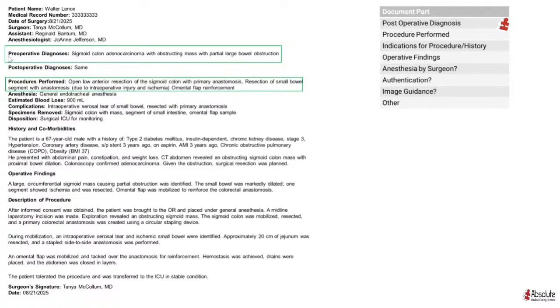All right, so I'm going to code all of the preoperative diagnoses. I'm going to code the procedures performed. I'm going to code this intraoperative serosal tear. So they did a little nick while they were operating, and that is common. I'm also going to code any comorbidities at the time of this procedure.